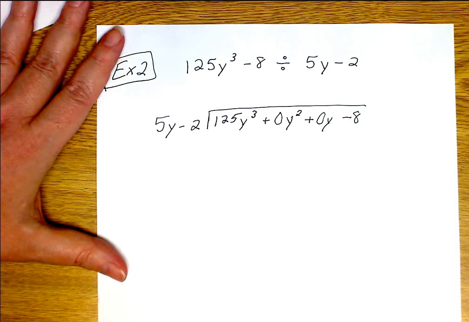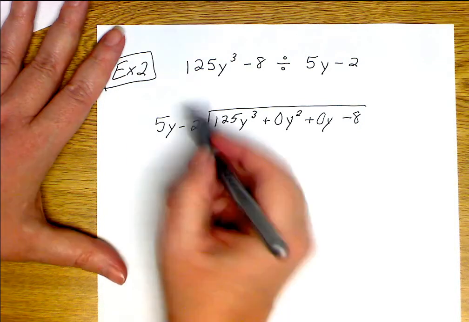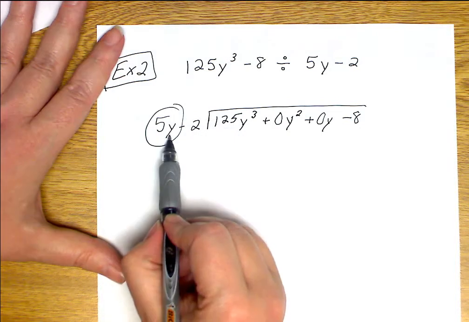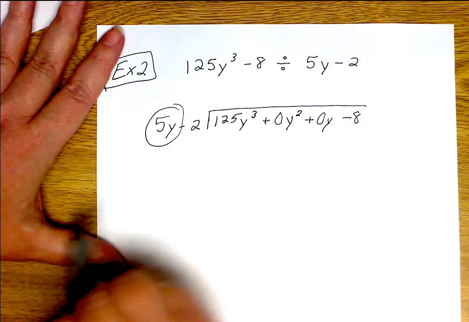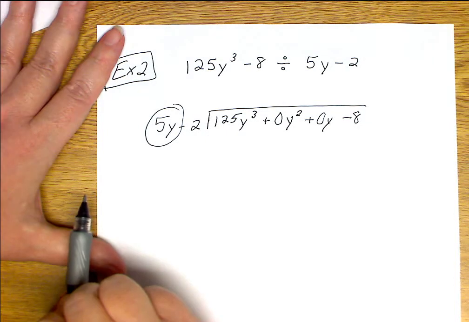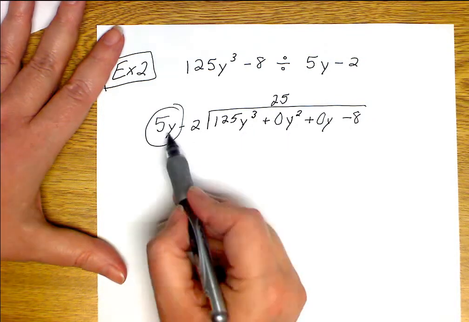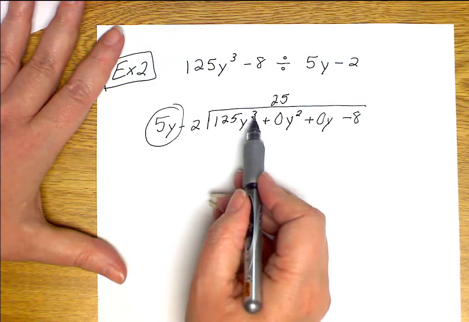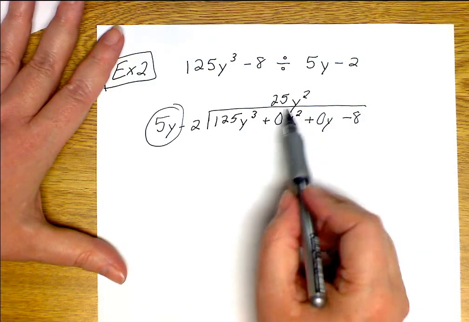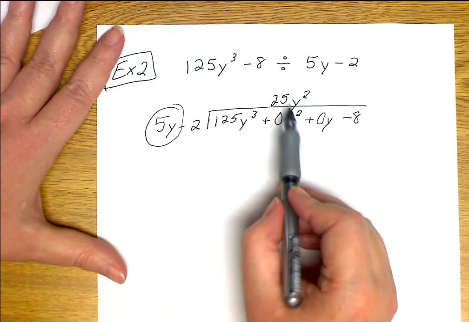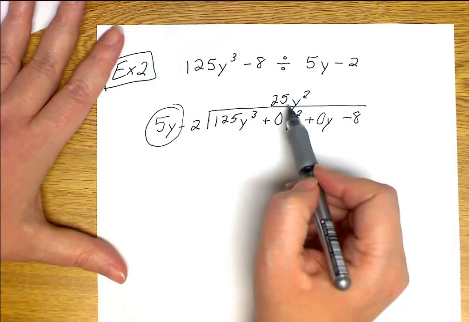Questions yet? All right. Now you always go the first number, 5y. So 5 times what gives me 125? 25. Y times what gives me y cubed? Y squared. Now I will tell you that 95% of the time it's going to be the one down. That's why we held our spots. So what's my next step?